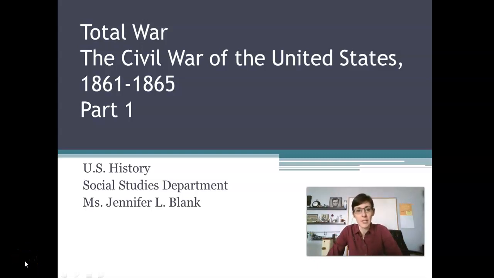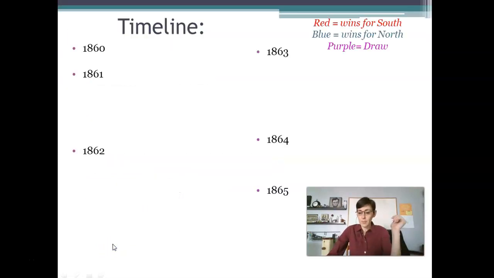Welcome to this presentation, the first of two, about the Civil War, total war in the United States. The Civil War took place from 1861 to 1865, but as we've learned, it had been building within the United States for quite some time. So let's get started.